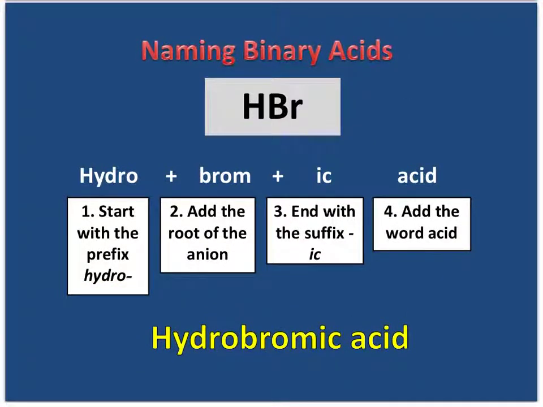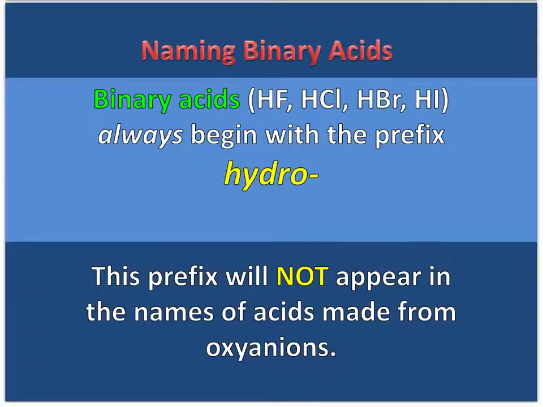Example, HBr, hydrobromic acid. We start with the prefix hydro. Then the root of the anion from bromine is brom. Then add the suffix ic, then the word acid. So to name our binary acids, we take the root, suffix ic, then the word acid, and we have hydro at the front. So that tells us our binary acids are always going to begin with the prefix hydro.